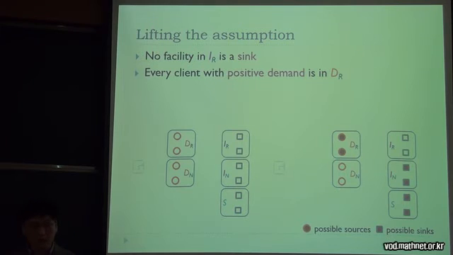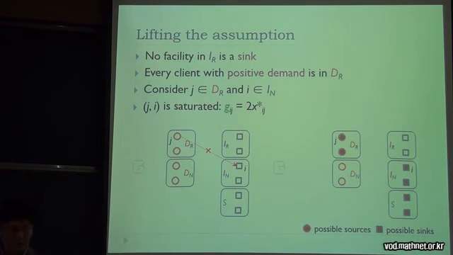On the other hand, every client that has positive demand is in D sub R because, well, a client is reachable from itself. So again, in the multi-commodity flow network, this is the only place where flow can be generated, and this is the only place where flow can be drained.